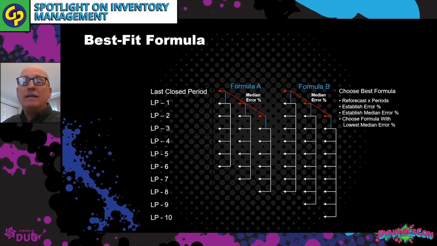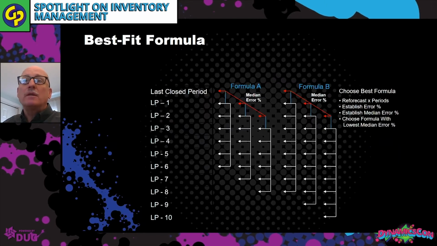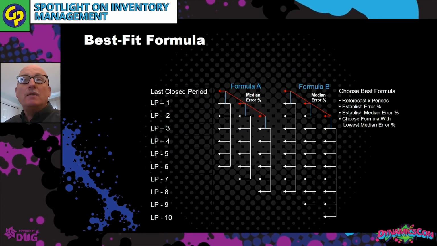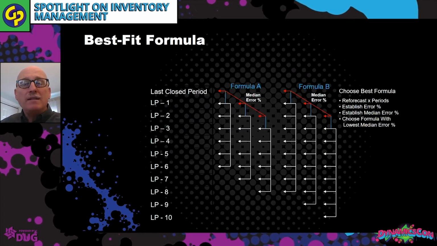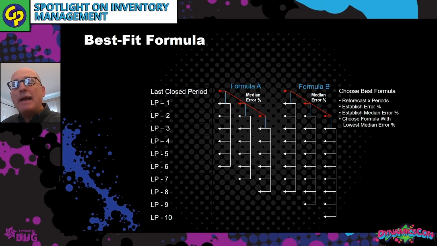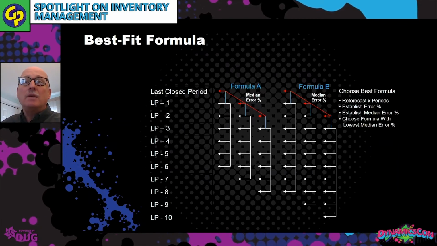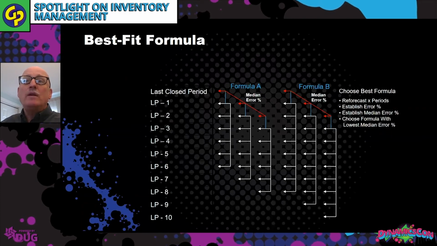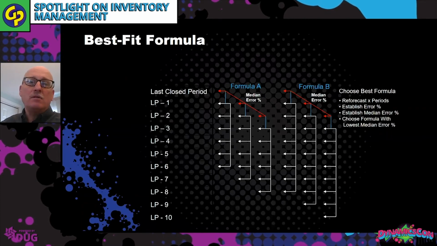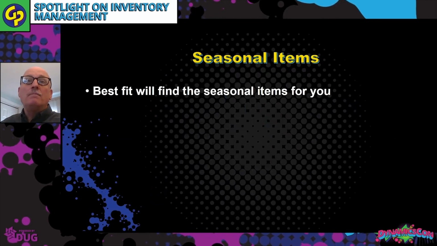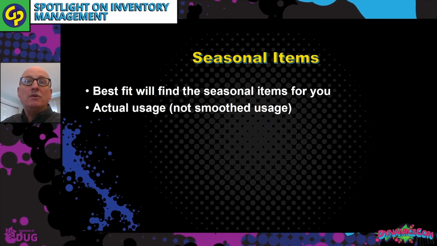And then from that 18 formulas, look at that formula that had the lowest median error and use it to forecast. In this way, history is really speaking to us, saying we've tested these formulas, and this is the pattern of usage that we see for this item in the future. And then we don't have to decide whether something's seasonal or non-seasonal. The system will tell us. So we don't have to use smooth usage. We can use actual usage.